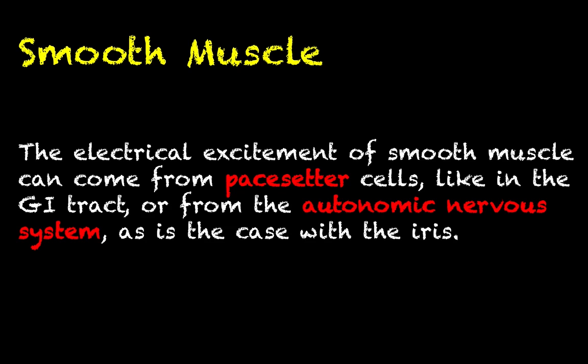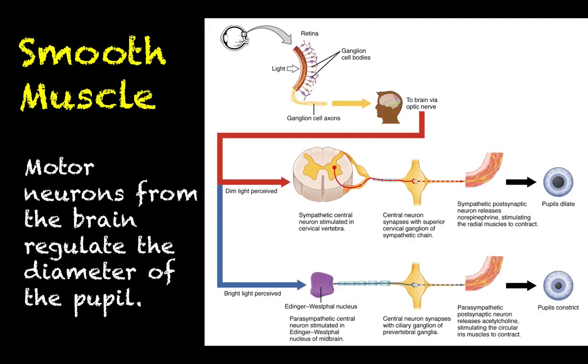We've talked a lot about where we derive our electrical excitation for these muscle fibers. For smooth muscle, the electrical excitation can either come from pacesetter cells, which act a lot like pacemaker cells. These are found in the GI tract, and they allow for the rhythmic production of those peristaltic waves. Or, in other cases, the electrical excitation can come from the autonomic nervous system, which has its own set of motor neurons. We'll look at a particular example of how this works with the iris of the eye.